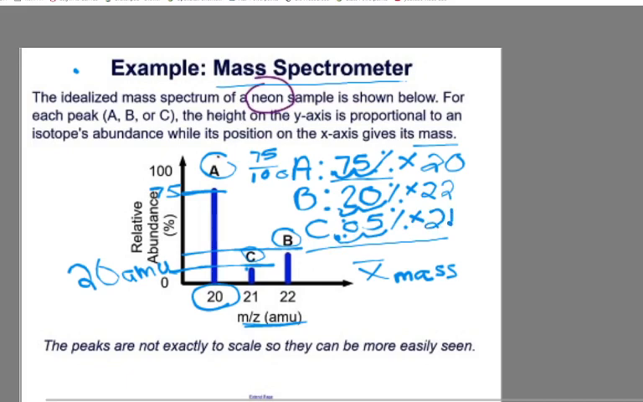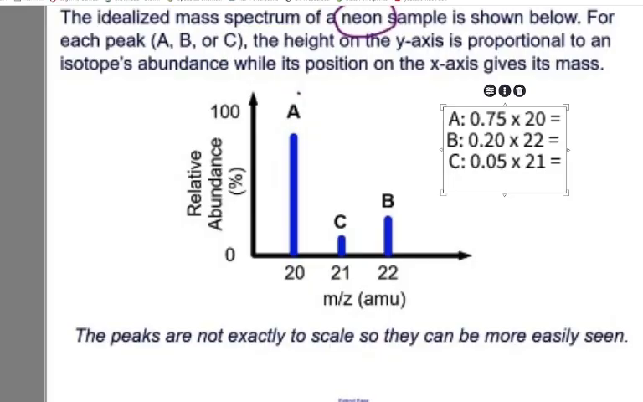Okay, I'm going to clear some of this up so that we can do the math. Okay, and so I rewrote those out right here. So we're going to go ahead and do the math. 0.75 times 20, 0.2 times 22, and 0.05 times 21. Go ahead and pause your screen to get those answers.